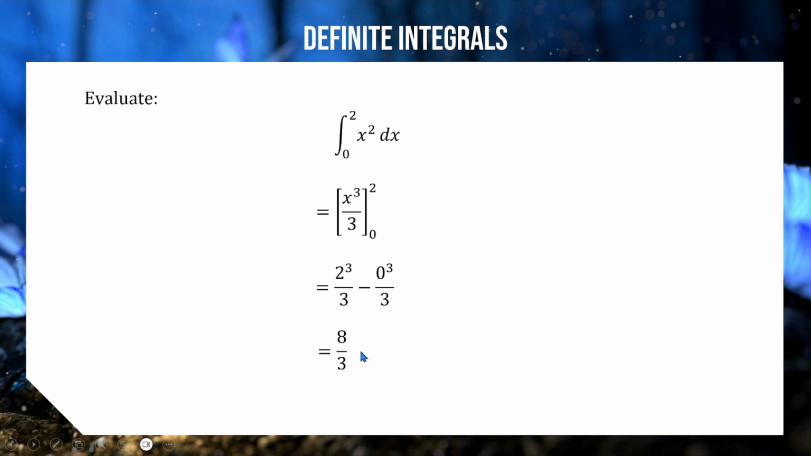Okay, now the significance of this number 8 over 3 is if you actually looked at the parabola y equals x squared, and you looked at the area between the x-axis and the parabola, between the values of 0 and 2, you get this grey shaded area. Now the value of this area is actually exactly equal to 8 over 3 square units. Okay, this is one of the main reasons we use integration.